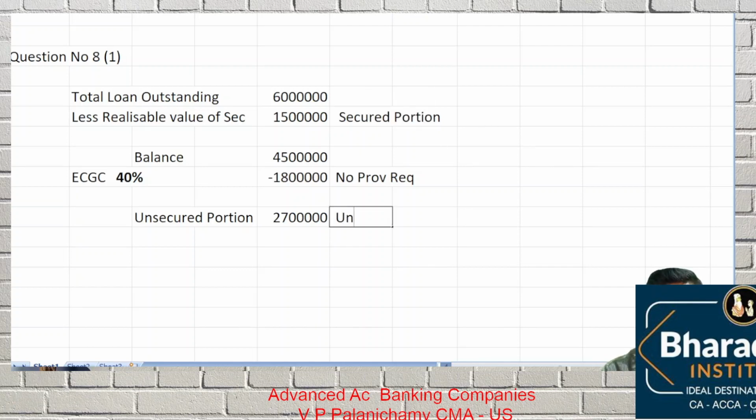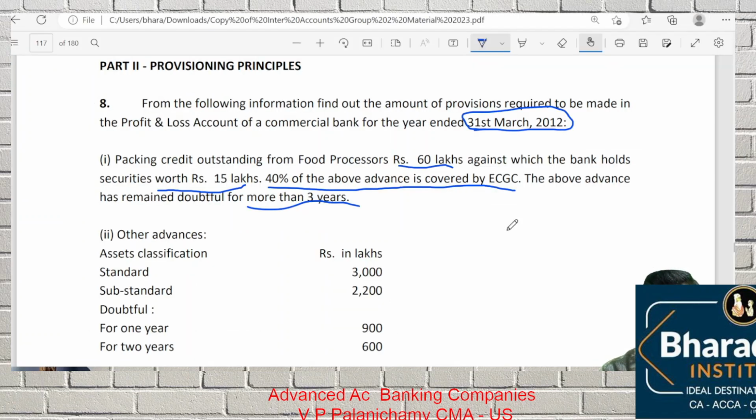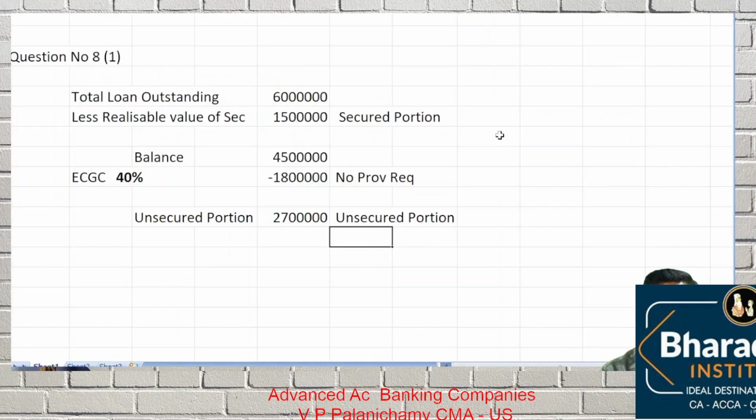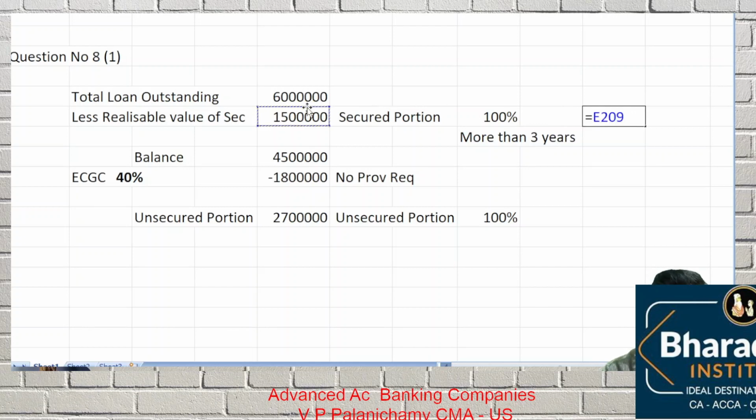What is the provision required for secured portion and unsecured portion? It is outstanding for more than 3 years. So secured portion, if it is outstanding for more than 3 years, 100%. Unsecured portion, of course, 100%. Please copy this. Secured portion also 100%, more than 3 years. Unsecured portion definitely 100%. It will be 1 year or 2 years or 3 years. Doubtful assets 100%. So add up, you will get the total provision for bad debts required.